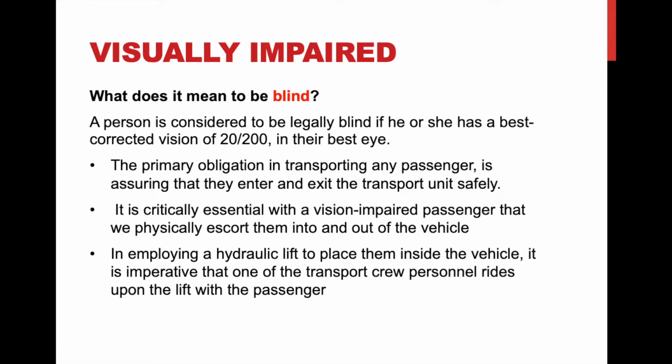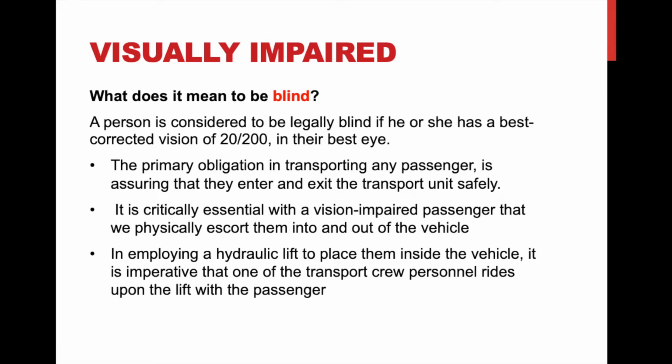Generally in the class, when you're watching this, a piece of tissue paper will be put inside some glasses for you to put on to see exactly what it's like to have cataracts or a visual impairment. A person is considered to be legally blind if they have a best corrected vision of 20/200 in their best eye. The primary obligation in transporting any passenger is that you're ensuring that they enter and exit the vehicle safely.